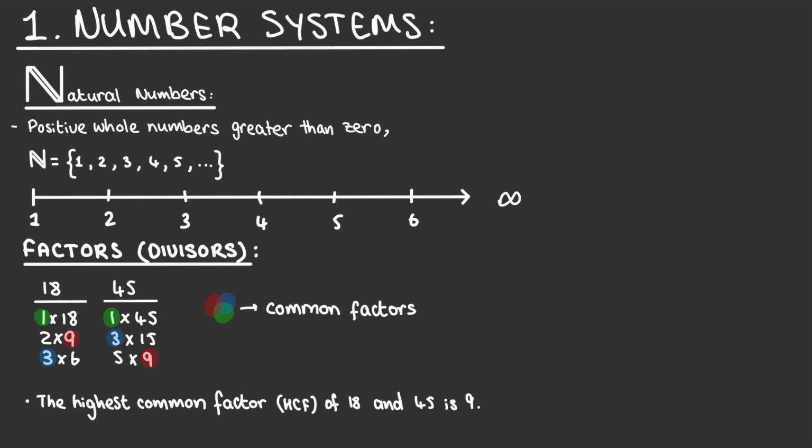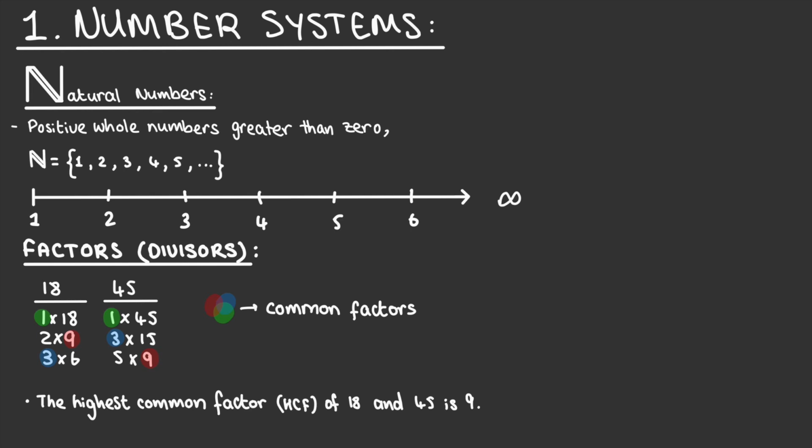Okay, so now that we know what the natural numbers are, we can start actually working with these numbers. So taking a look at the numbers 18 and 45, it is easily shown that these numbers are made up of different products of numbers. For example, taking a look at the number 18, I can make 18 by multiplying 1 by 18, 2 by 9, or 3 by 6. In the same way, I can make the number 45 by multiplying 1 by 45, 3 by 15, or 5 by 9. Since these pairs of numbers make up 18 and 45, we can say that they are factors or divisors of 18 and 45.